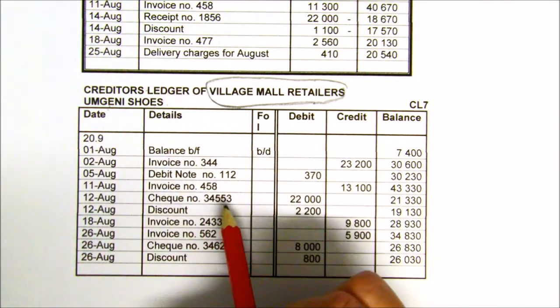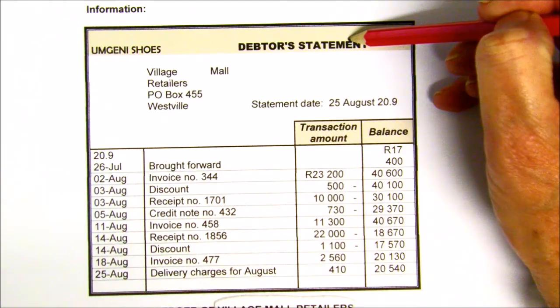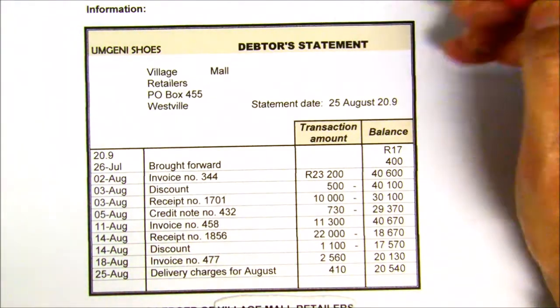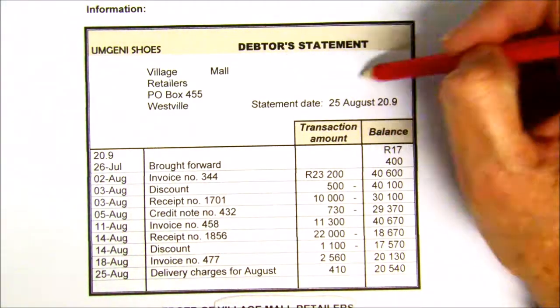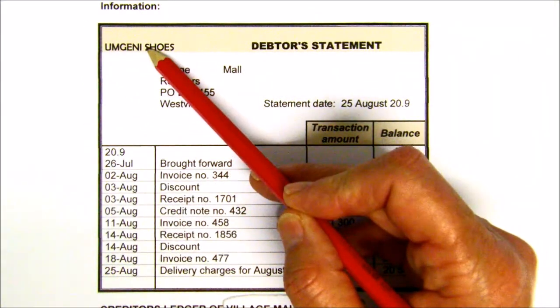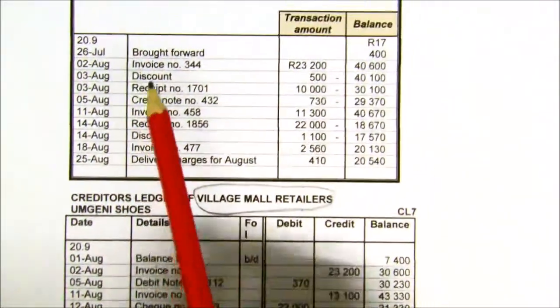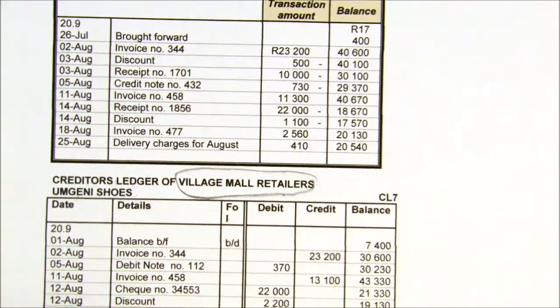So this is you. The statement, on the other hand, is coming from outside. Just like the bank, they would send a statement to you. And this is Umgeni Shoes. So we are Village Mall and we're buying from Umgeni Shoes.